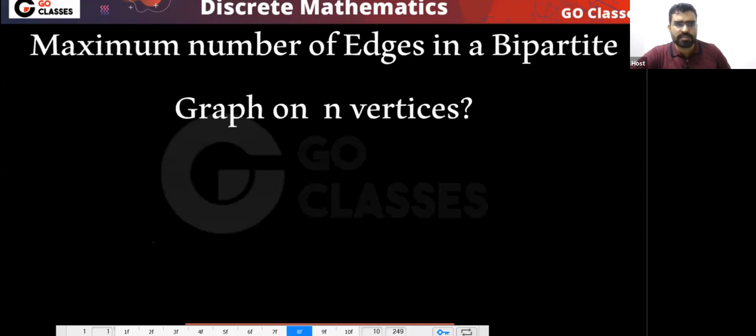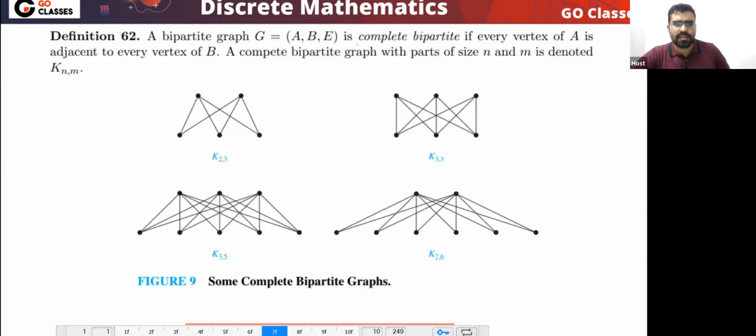What do you think? What is the answer? For example, if I ask you what is the maximum number of edges possible in a bipartite graph on 4 vertices, then what will that be? This is E for edges. Don't worry, this is just a representation, but you can remove it.